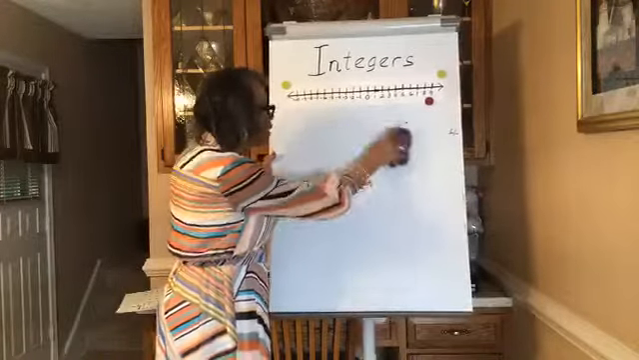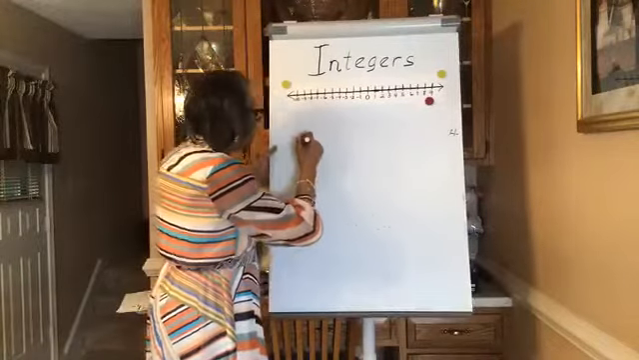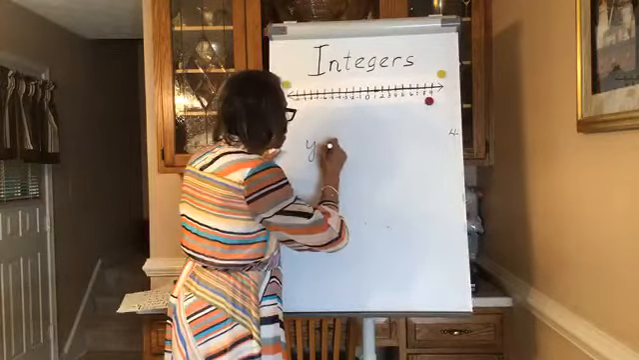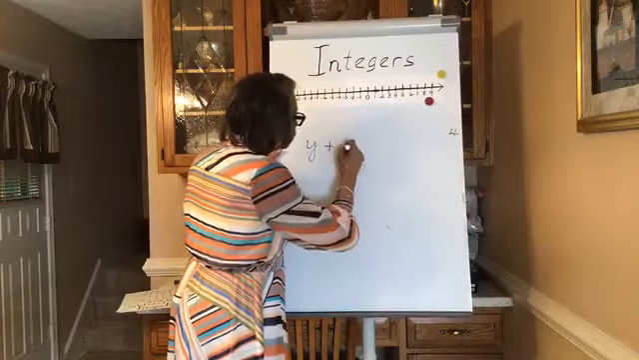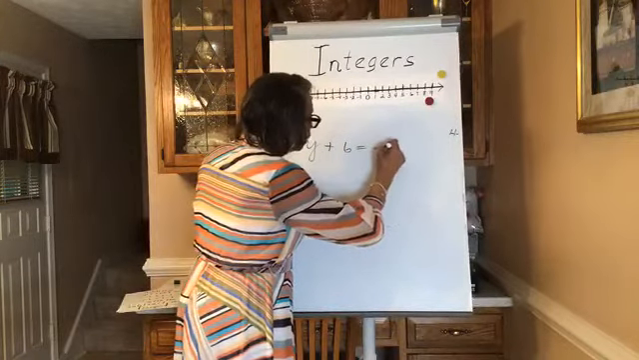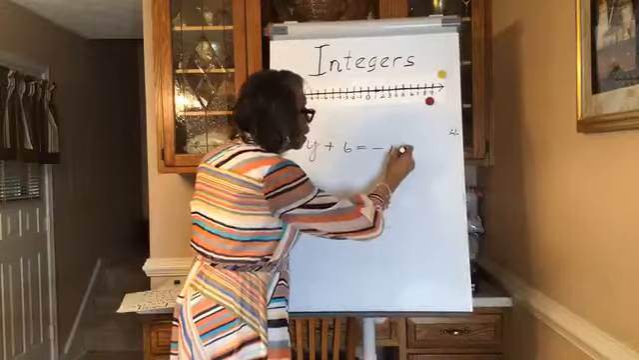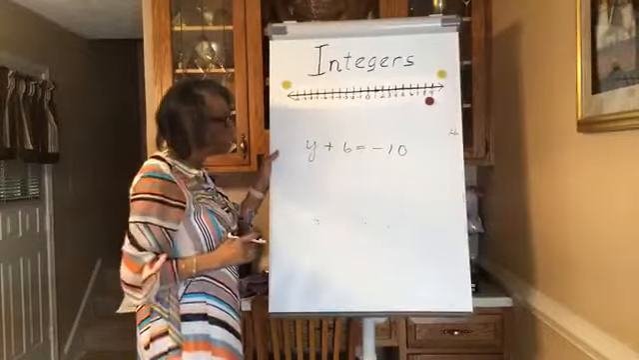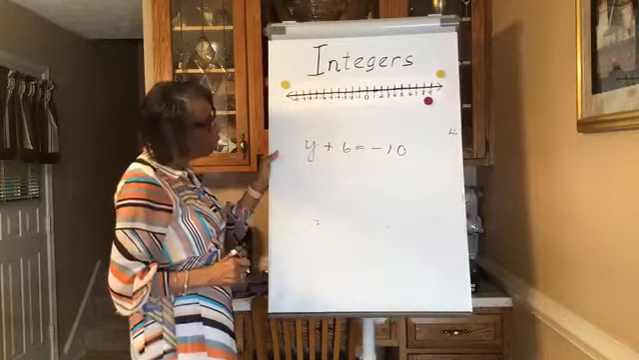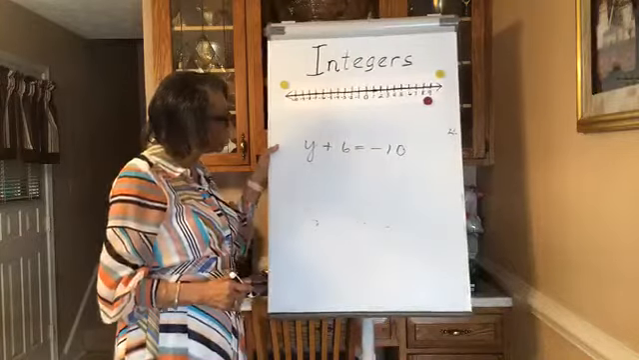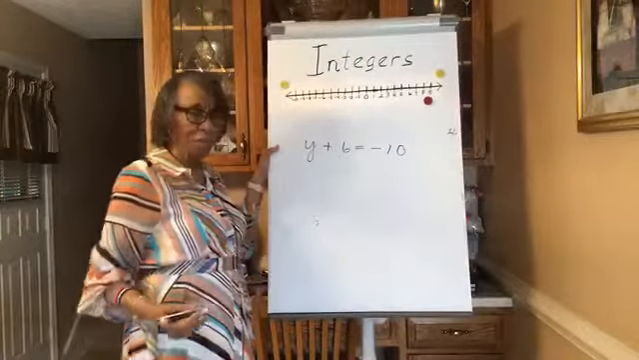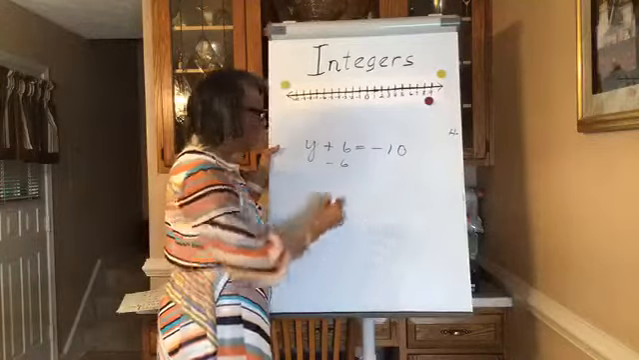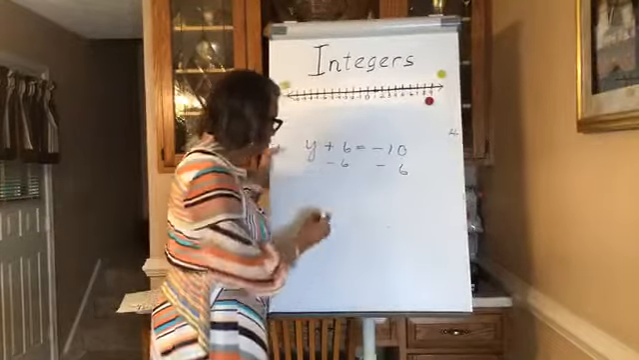Let's do, use another variable: negative y plus 6 equals negative 10. Keep the numbers easy because I want you to get the process. All right. So what is being done to the variable? 6 is being added. What's the inverse of adding 6? Subtracting 6. But we must do that on both sides of the equation.